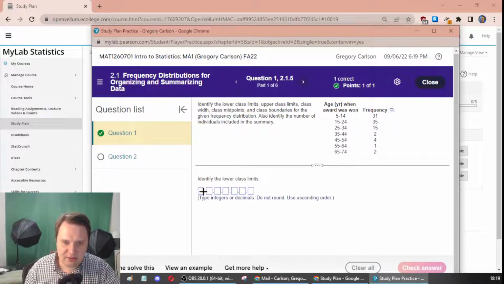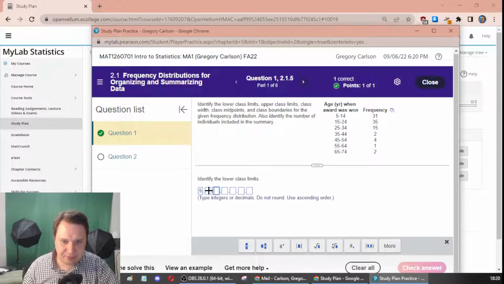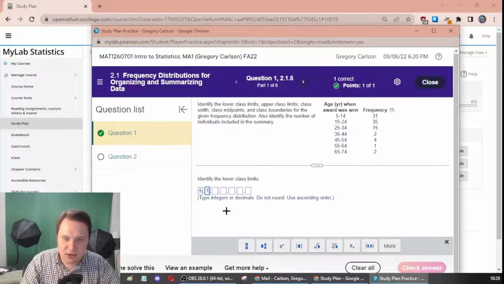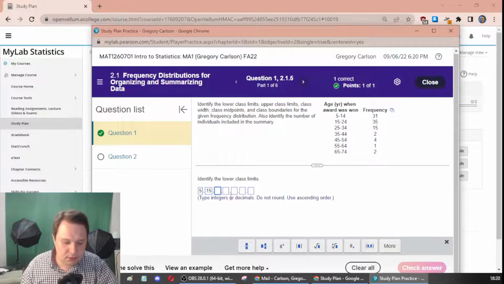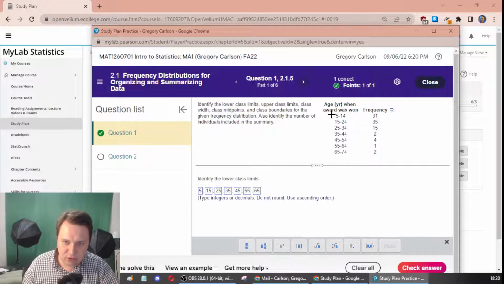So here we need to identify the lower class limits. That's easy because it's just the lower edges of these classes, of these ranges. So it's literally just 5, 14, oops, I'm sorry, 15, how about? 5, 15, 25, 35, 45, 55, 65. So that's just the left-hand side of all of these ranges.